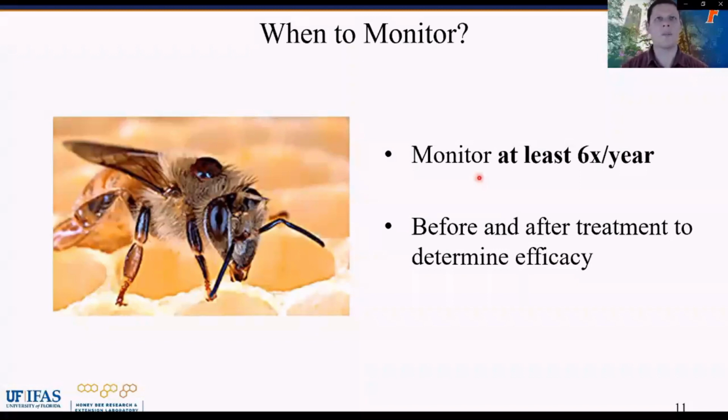And a lot of people will come back to me and say, well, Cameron, I know I'm going to have to treat. I need to treat for the timing of the nectar flow. And I get that. That's totally understandable. But people often think, well, I don't need to check because I'm going to treat anyways. But what you don't know is that sometimes your treatments are not effective, right? So it is especially important to continue to monitor, especially before and after treatment, so you know what your treatment efficacy is, because mites can develop resistance very quickly.